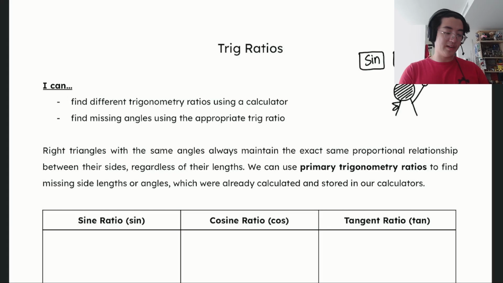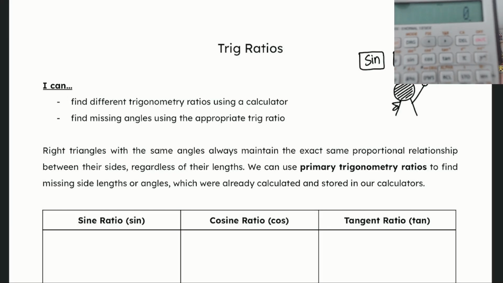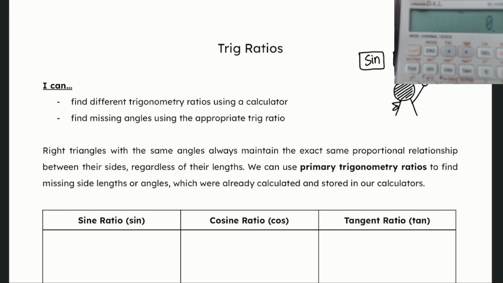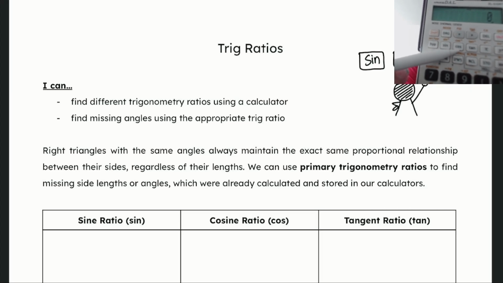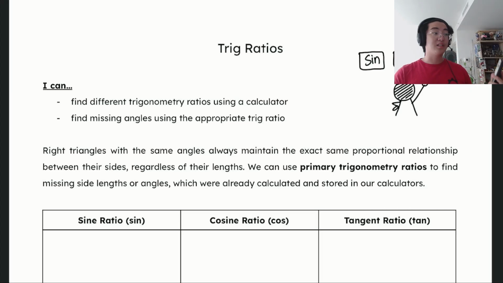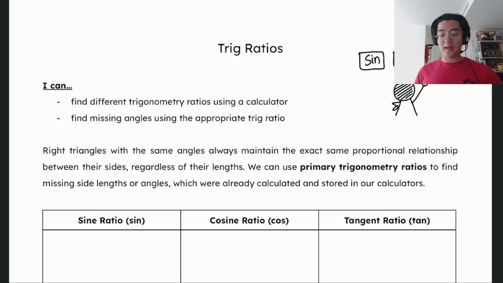So for example, in my calculator, let's see if the camera focuses. The camera's not focusing, that's fine. But you can kind of see here: sine, cosine, and tangent. All of those are stored in the calculator. I will never make you do this by hand because that's going to be an absolute pain.